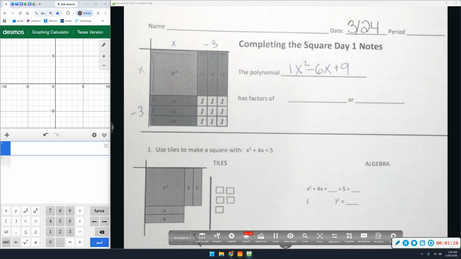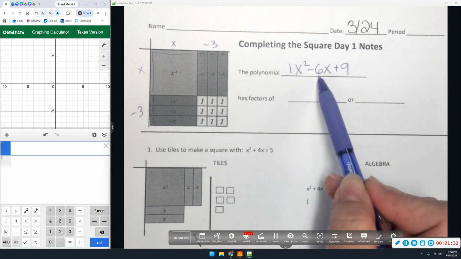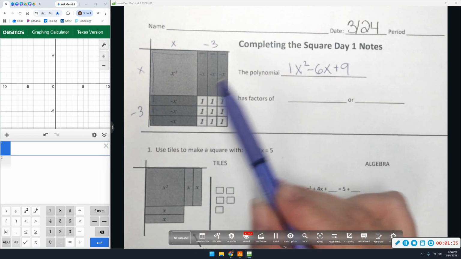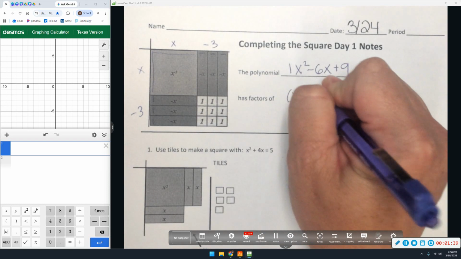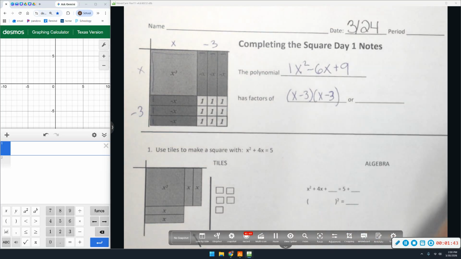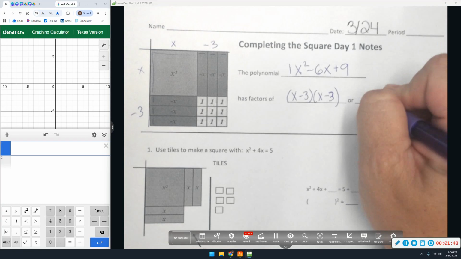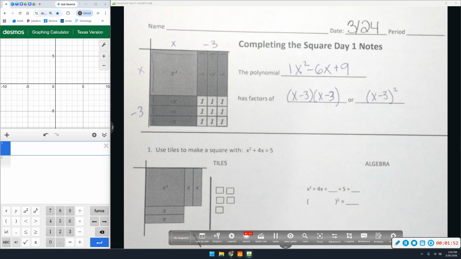Well, if I want it to be a square, don't both of those have to be the same? Okay, so I know I have to split my x's in half to keep it a square. Okay, so my factors can be written as x minus 3 times x minus 3. Or, how else could I write that? x minus 3 squared. Because they are the same, we can put it together and call it squared.